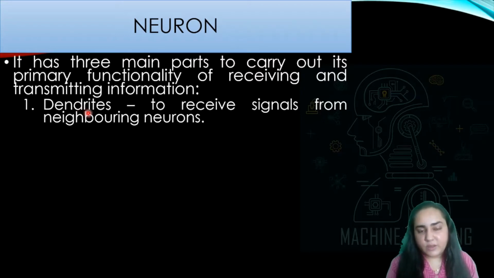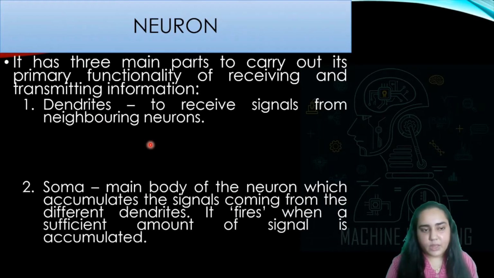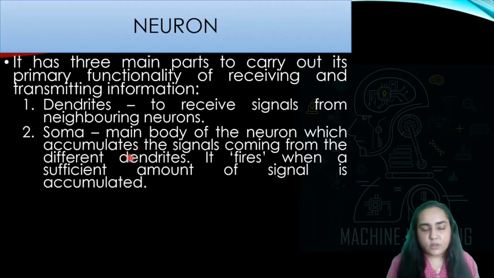So the first part you have is dendrites. Dendrites are simply used to receive signals from the neighboring neurons. Okay, and you have the soma. The soma is the main body of the neuron, which accumulates the signals coming from the different dendrites. It fires when a sufficient amount of signal is accumulated.